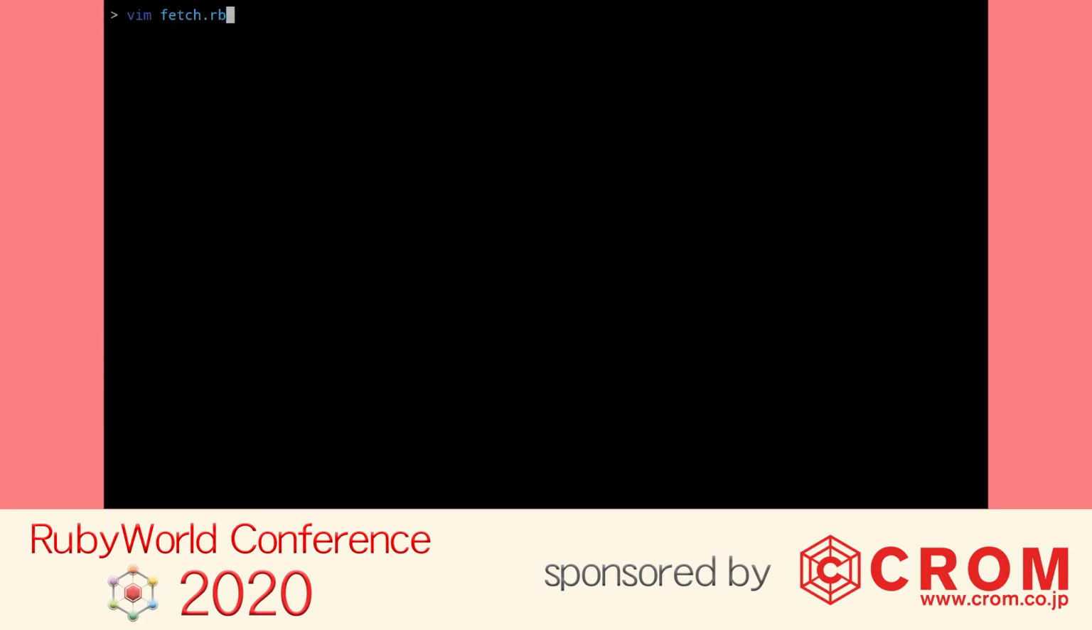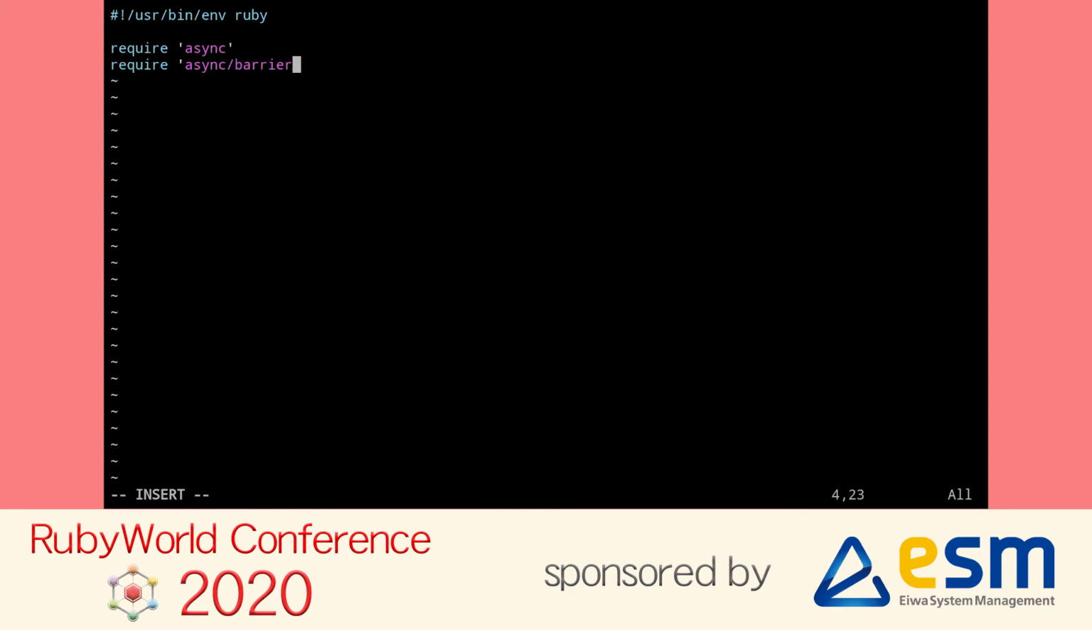Let us compare the performance of Ruby 2.7 and Ruby 3 with the same net HTTP code. Firstly, we are going to use async. We are also going to use async barrier, which allows us to execute multiple tasks and wait for them all to complete. We're also going to depend on net HTTP and URI for parsing.